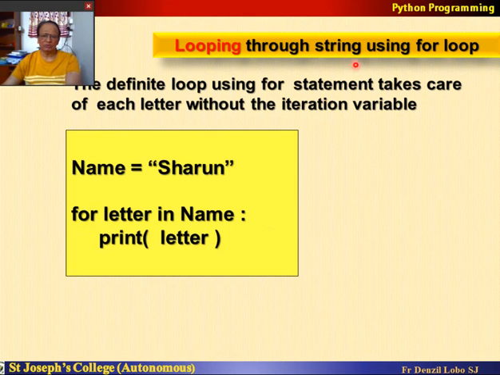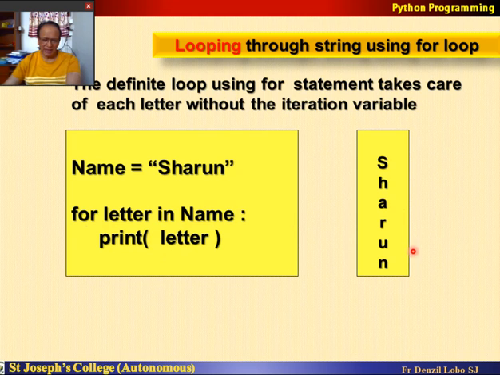So, looping through a string using a for loop. I can use for letter in name, as we have done in the case of list. So for letter in name, print letter. Therefore it prints first S, then H, A, R, U, N. It prints individual letters from this string name. Name is a string here because I've assigned Sharun to name.